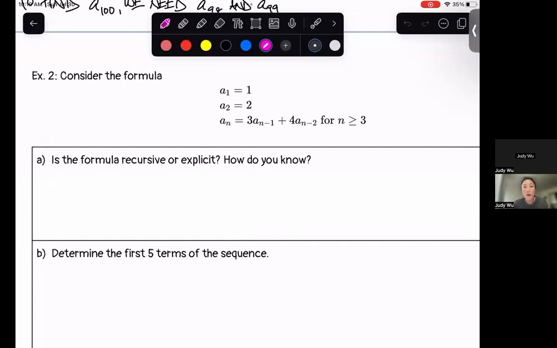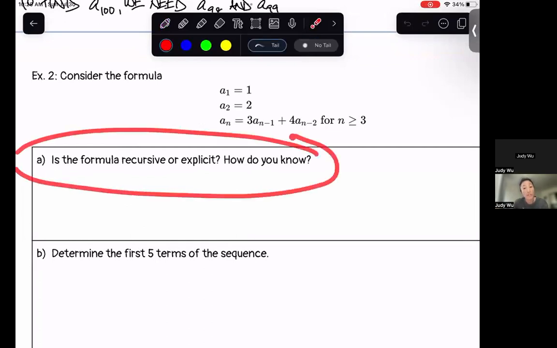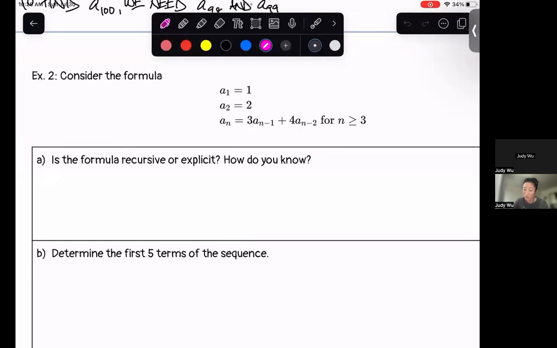A sub 1 equals 1, A sub 2 equals 2, A sub n equals 3 A sub n minus 1 plus 4 A sub n minus 2 for all n greater than 3. All right, so first question here. Is this formula recursive or explicit? And how do you know?